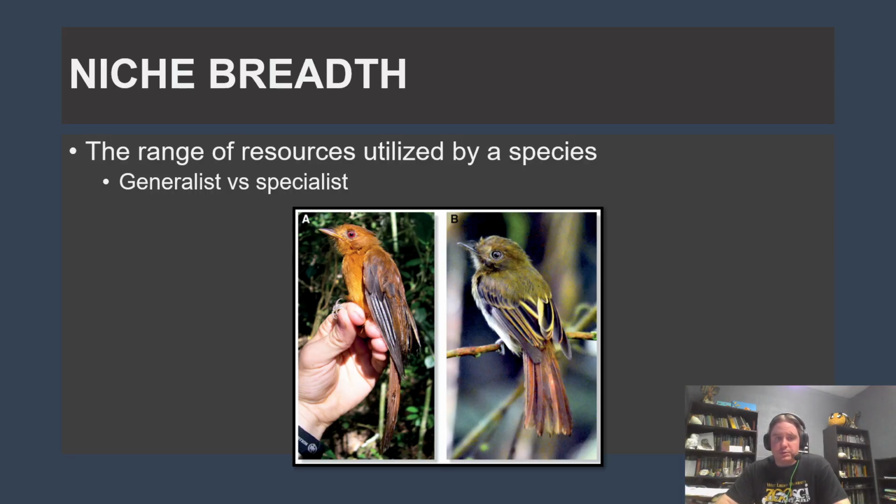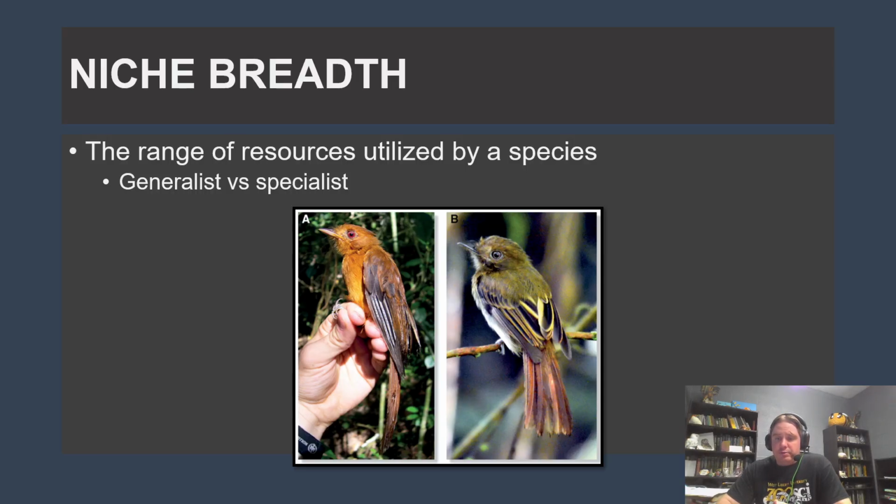Okay, niche breadth. So what's niche breadth? This is the range of resources utilized by a species. So it's food or habitat that they utilize. That's what it is. Usually it's expressed in those terms, food or habitat.